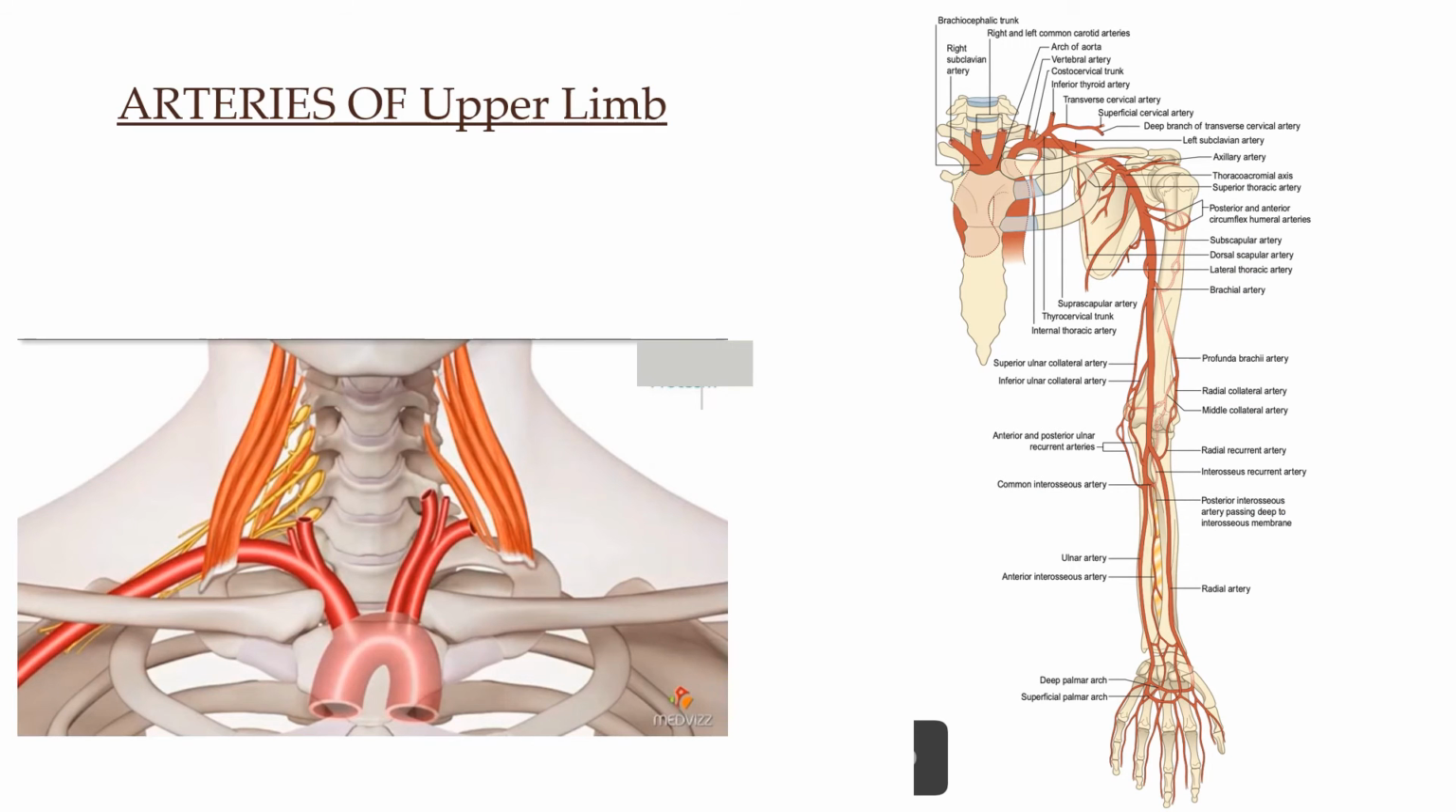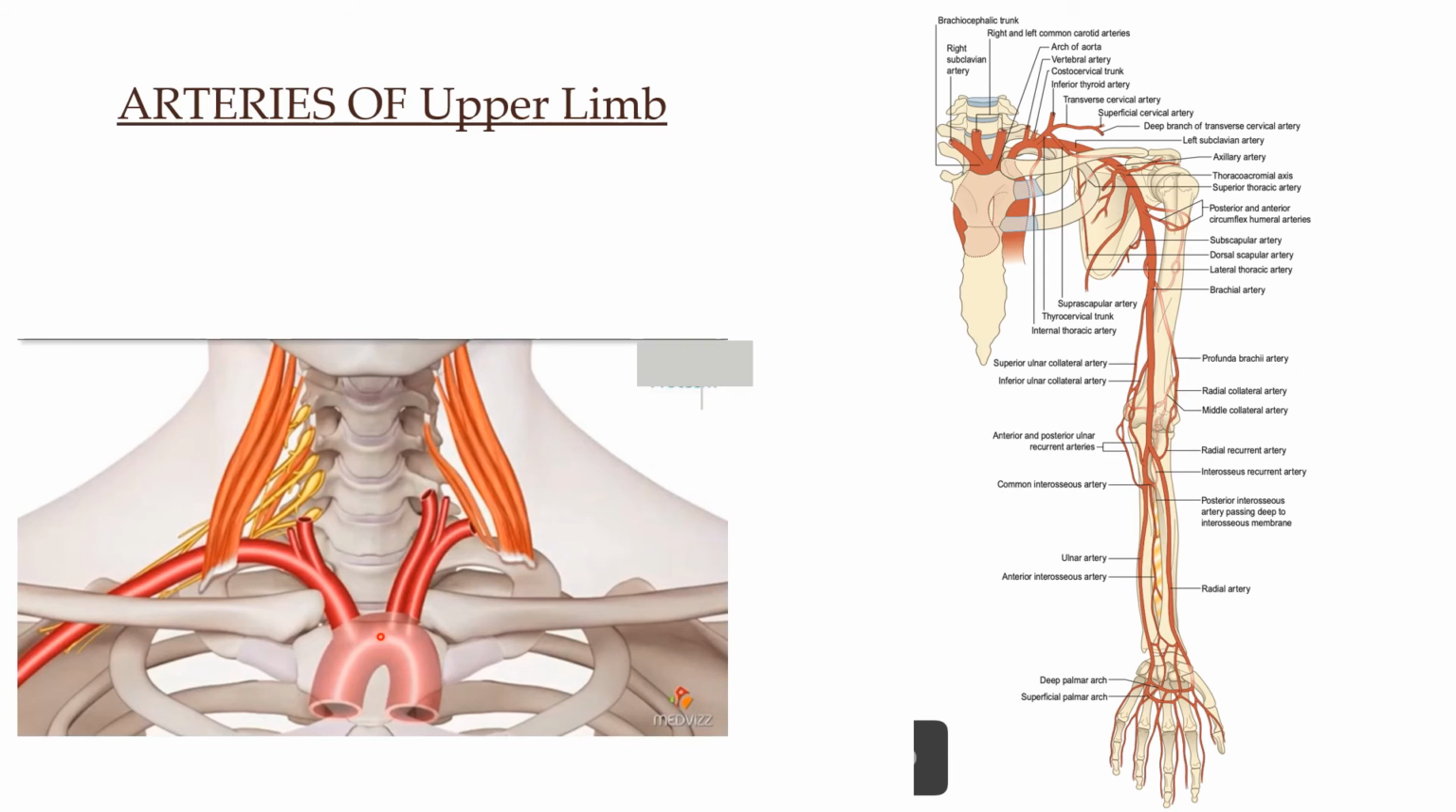Let us have an introduction to the arteries present in the upper limb. First, let us see the illustration present on the left side of the screen. Here, this is the arch of aorta. If we see the branches of the arch of aorta from left to right side, then this is the left subclavian artery, left common carotid artery, and brachiocephalic trunk, which then divides into right common carotid and right subclavian artery.